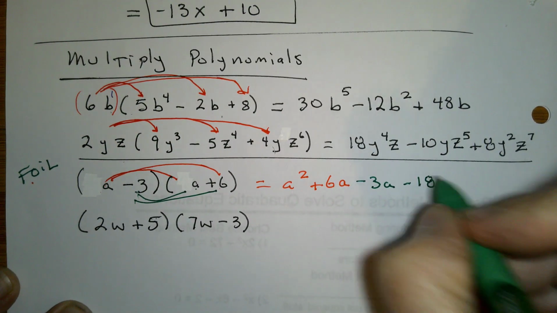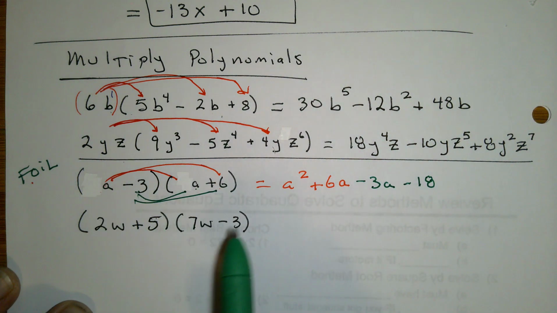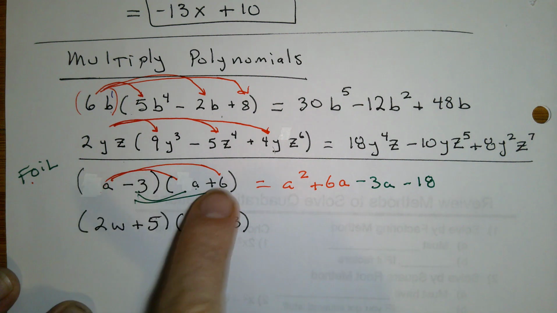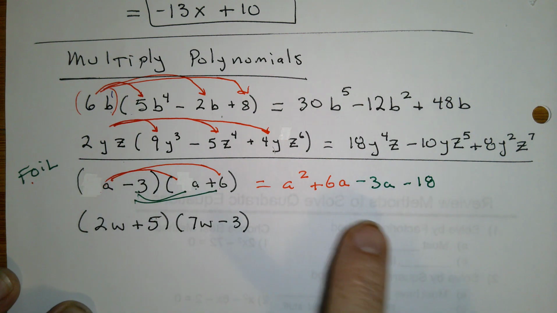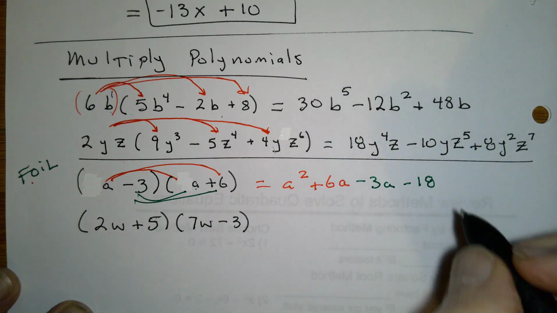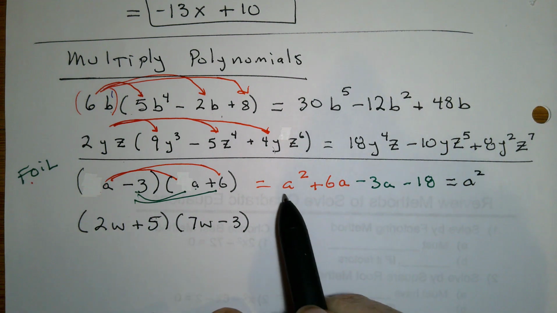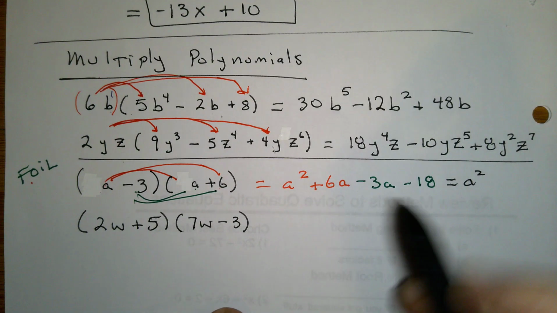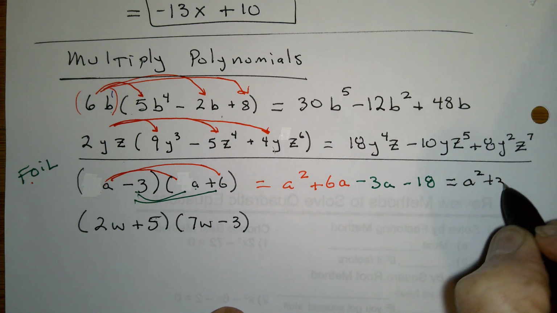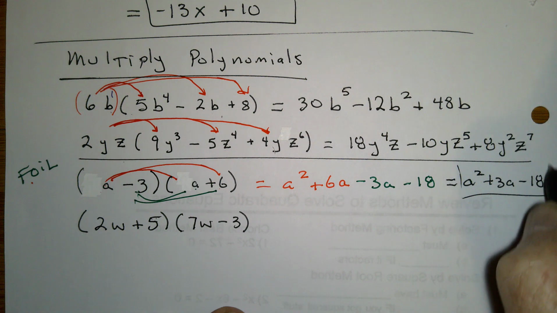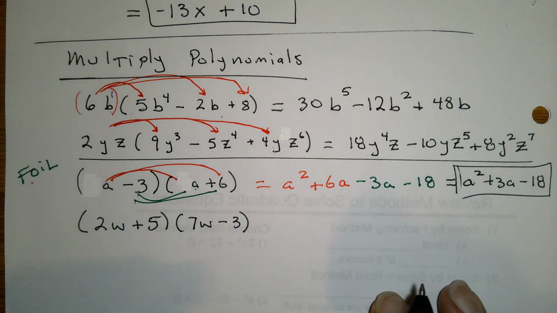So we're using the distributive law twice. We distributed the red one, that's a distributive law, and then we distributed the green one. So we got 4 multiplies. We did 2 distributions, and then we simplify if we can. And we do have some like terms here. A squared is alone, but 6a minus 3a is positive 3a, minus 18. So there's our simplified answer. Hopefully you got that one.